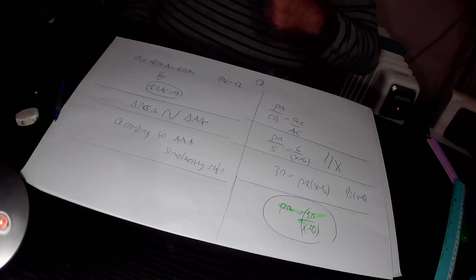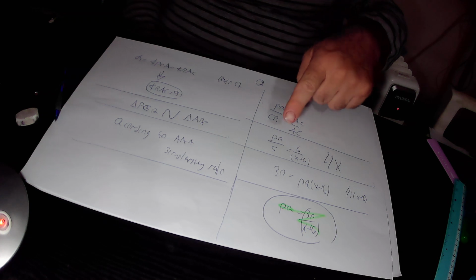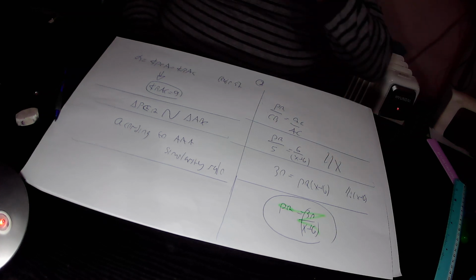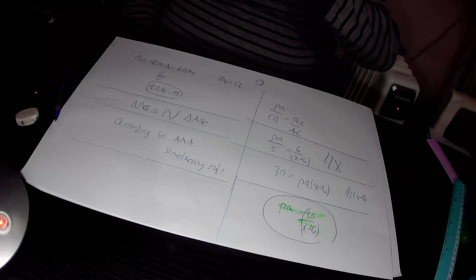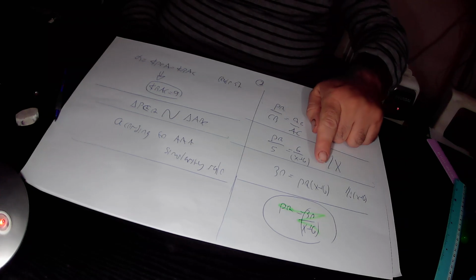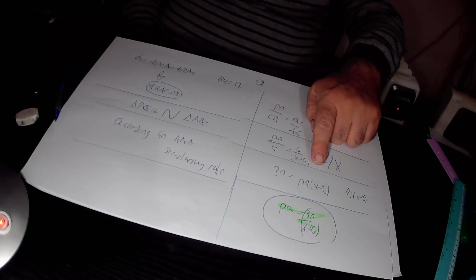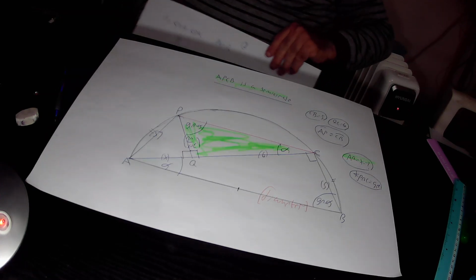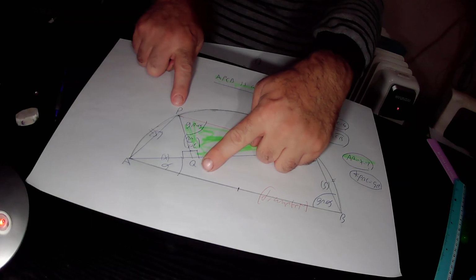Here we cross multiply the equation and find out that 6 times 5, which is 30, equals PQ times x plus 6. Here we divide the equation by x plus 6 and finally find out that the missing side PQ equals 30 over x plus 6 units in its length. This is the missing side PQ, equal to 30 over x plus 6 units in its length.